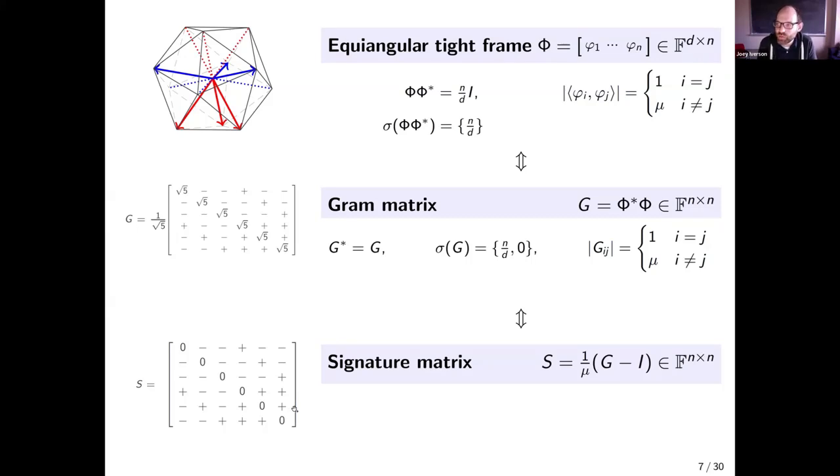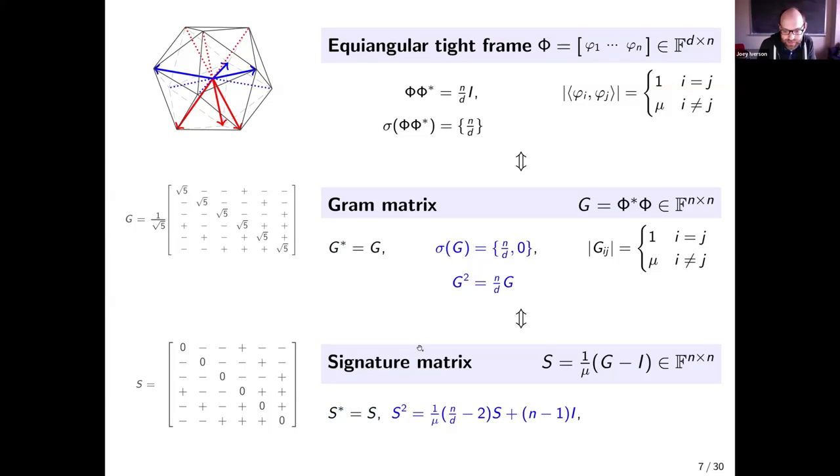These are equiangular lines, so I know that all of these values off of the diagonal in the Gram matrix have the same modulus. The interesting stuff is the phase, and that phase is what's being recorded in this signature matrix. So in terms of the signature matrix, what do I need? Well, it better be self-adjoint, just like the Gram matrix was.